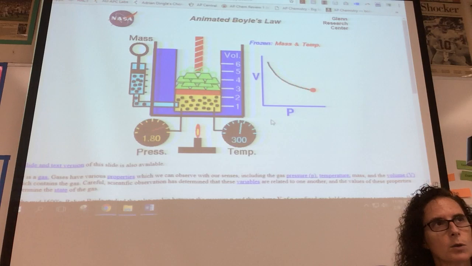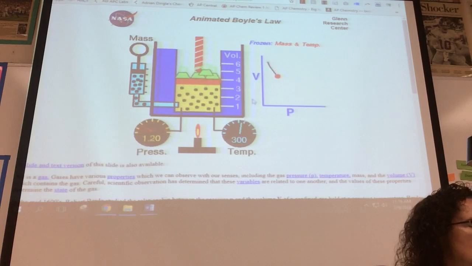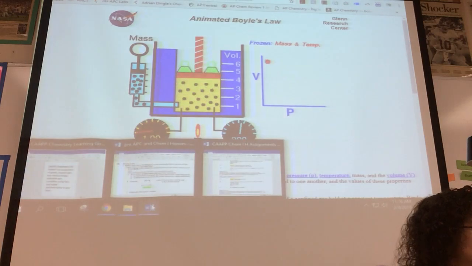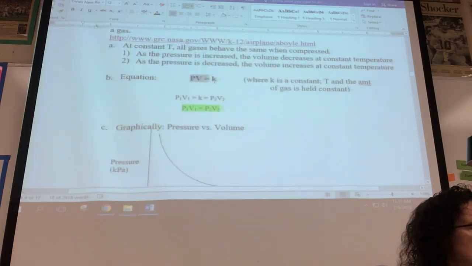When 2 variables are inversely related, the way that you show that mathematically is that you multiply those 2 variables. So again, as you increase pressure, the volume is going to decrease. As the pressure decreases, the volume increases. And again, we can show this inverse relationship by multiplying pressure and volume. They will be equal to some constant K.